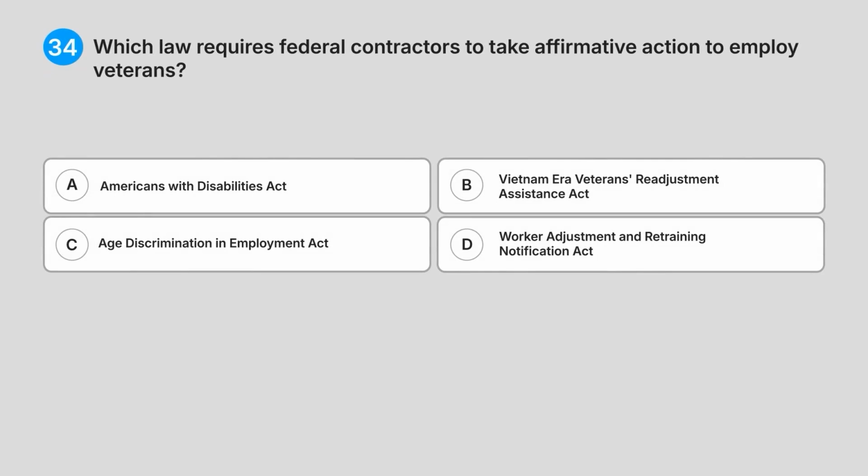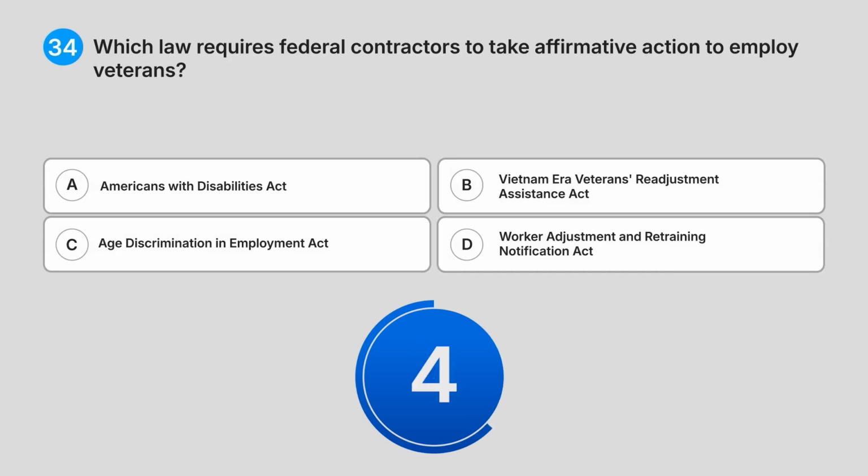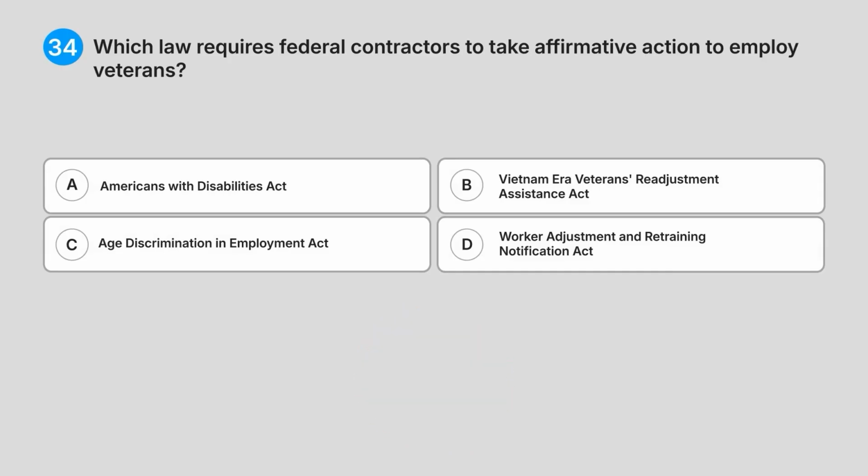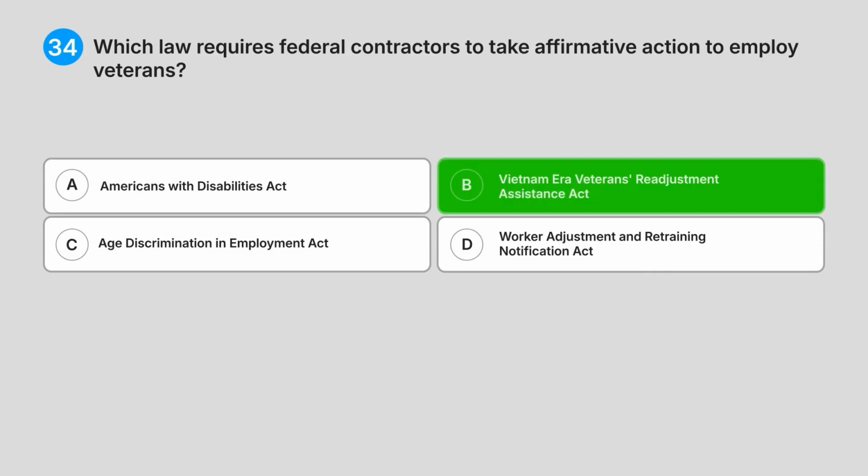34. Which law requires federal contractors to take affirmative action to employ veterans? A. Americans with Disabilities Act. B. Vietnam-era Veterans Readjustment Assistance Act. C. Age Discrimination in Employment Act. D. Worker Adjustment and Retraining Notification Act. Can you guess the answer? Correct answer, B. Vietnam-era Veterans Readjustment Assistance Act.